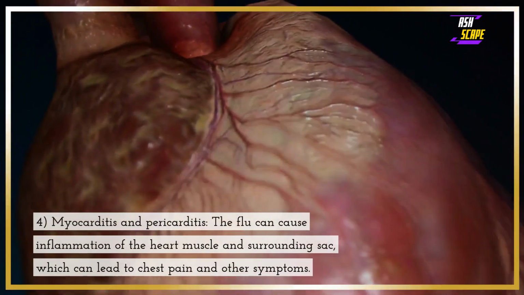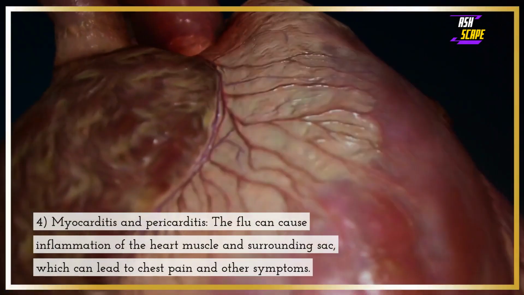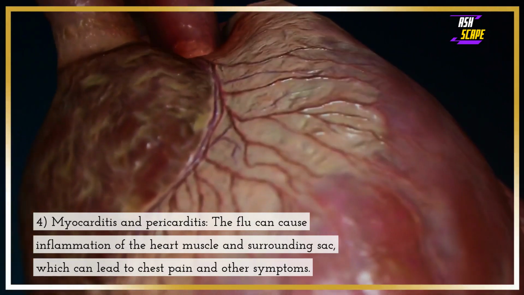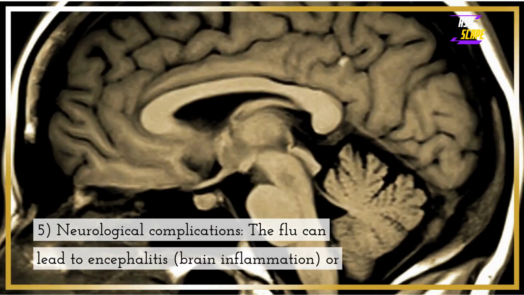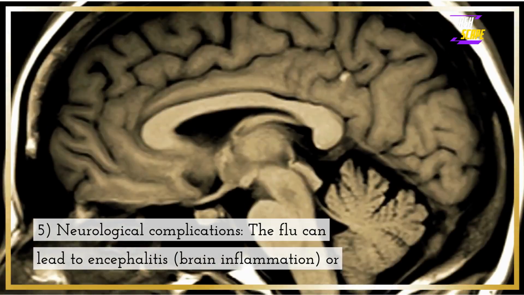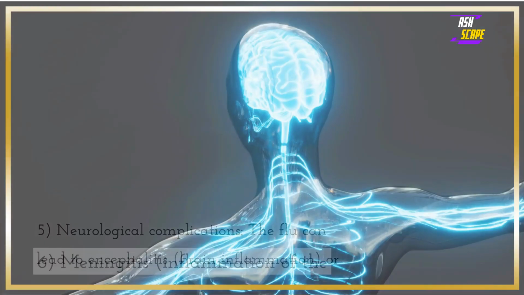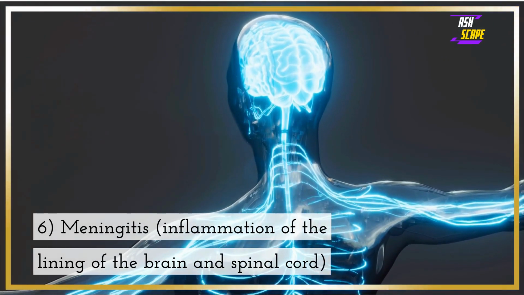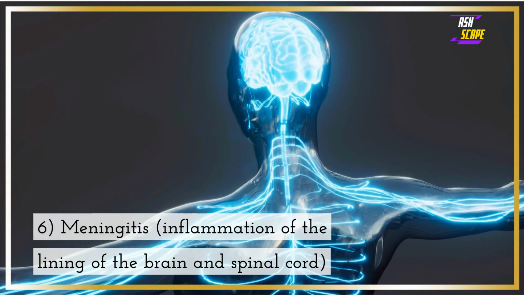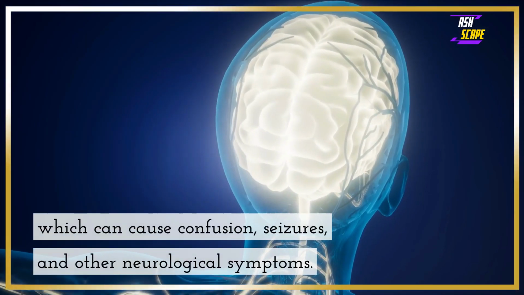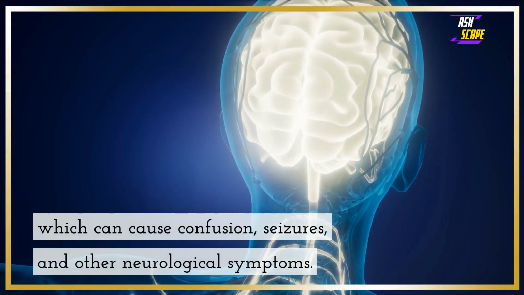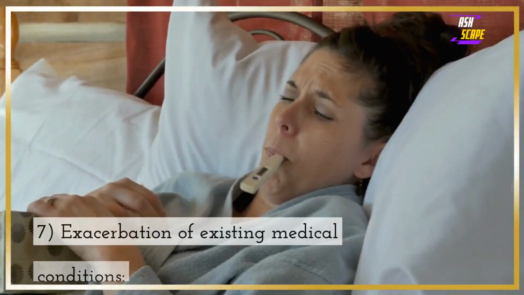4. Myocarditis and pericarditis. The flu can cause inflammation of the heart muscle and surrounding sac, which can lead to chest pain and other symptoms. 5. Neurological complications. The flu can lead to encephalitis, brain inflammation, or 6. Meningitis, inflammation of the lining of the brain and spinal cord, which can cause confusion, seizures, and other neurological symptoms.